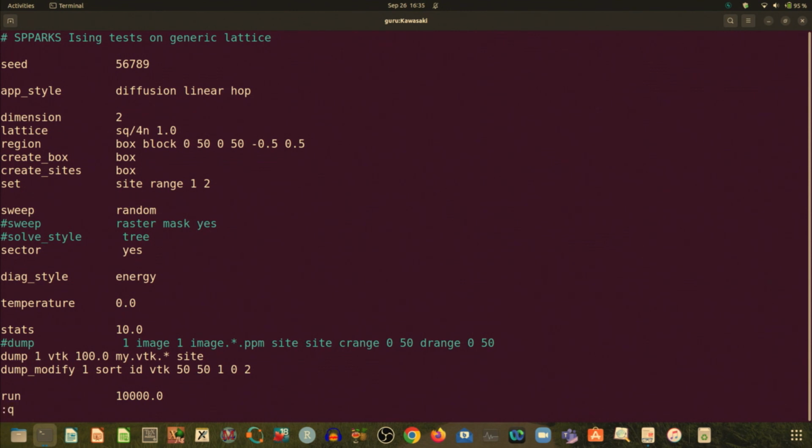What is temperature 0? Oh, temperature you can change, or it is like 0 Kelvin, it will accept all the exchanges that you are giving. It is basically minimizing for only energy, it does not care about the entropy part.